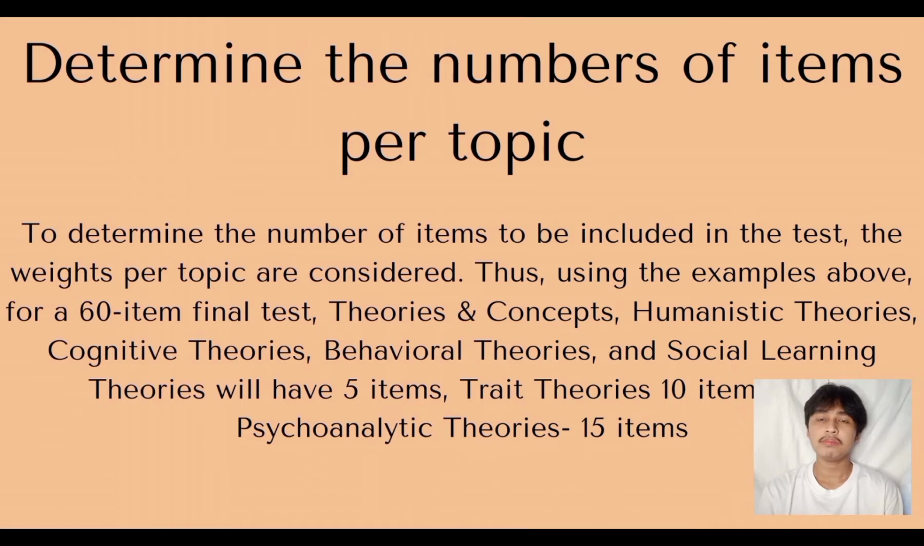Determine the number of items per topic. To determine the number of items to be included in the test, the weights per topic are considered. Thus, using the examples above, for a 60 items final test, theories and concepts, humanistic theories, cognitive theories, behavioral theories, and social learning theories will have 5 items. Trait theories, 10 items, and psychoanalytic theories, 15 items.